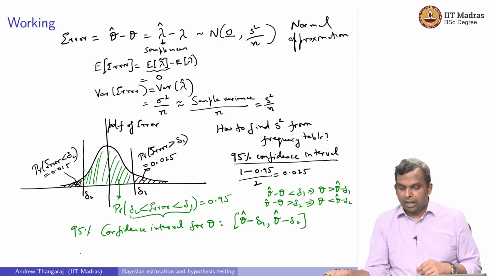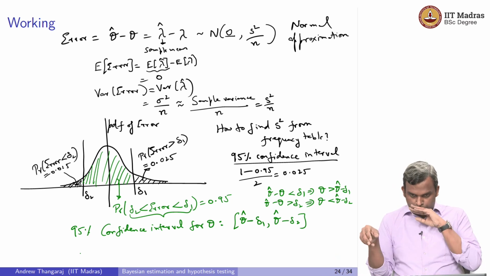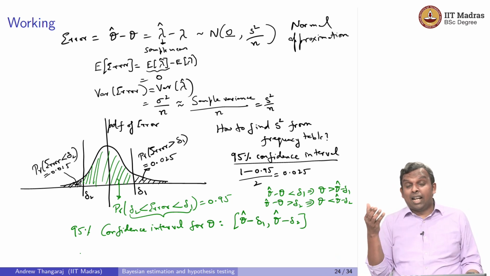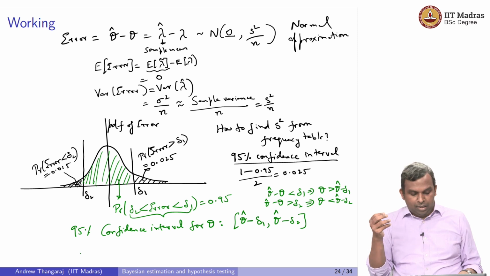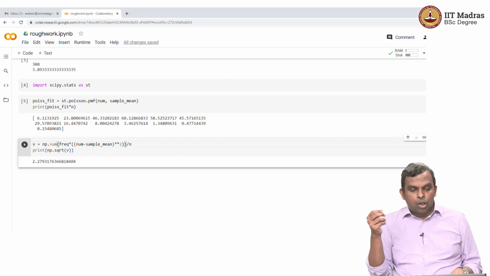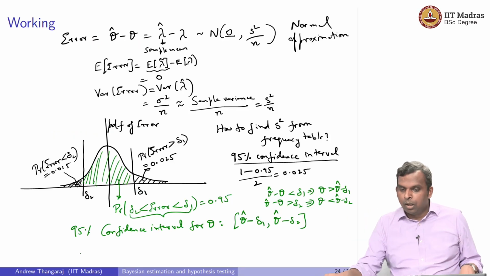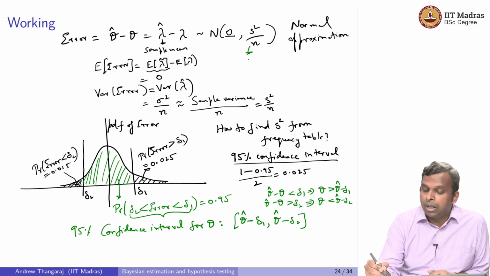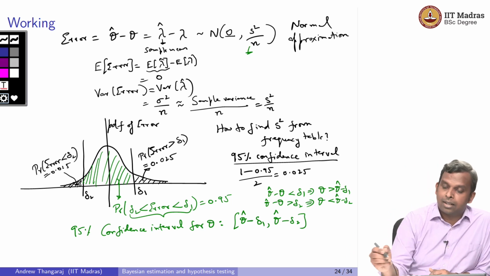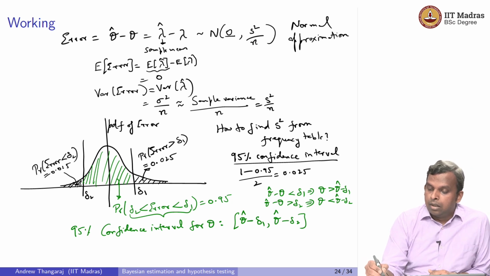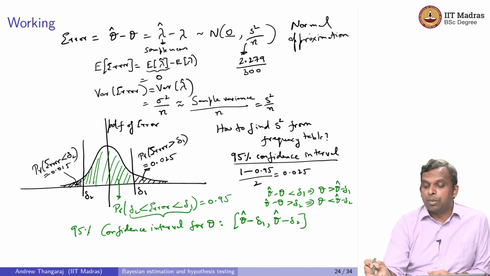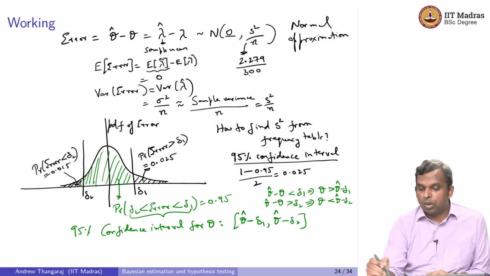Okay. So how do we find this delta 1 and delta 2 in this particular case? We have already found our sample variance, which we are going to approximate as the distribution variance. We did that just now. So that was 2.279. So that's going to be our guy here. This is going to be 2.279 divided by n, which was 300, right? So that's my distribution for the error. Okay, so that's that guy.